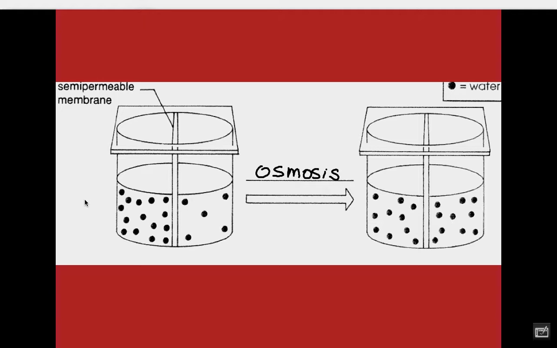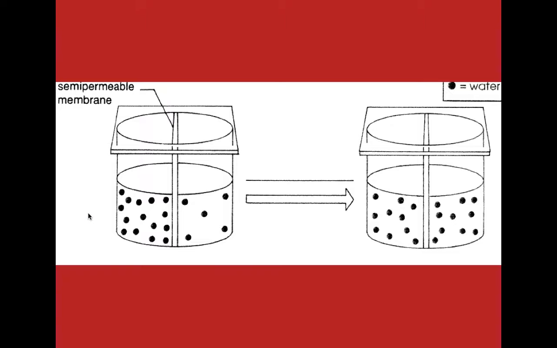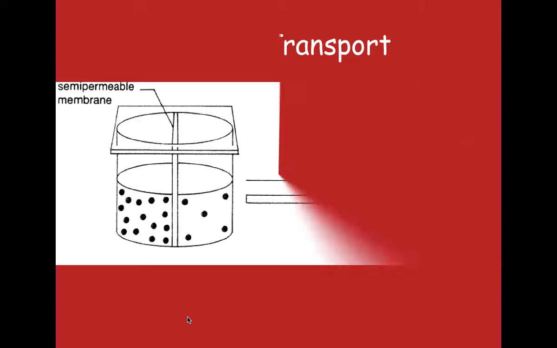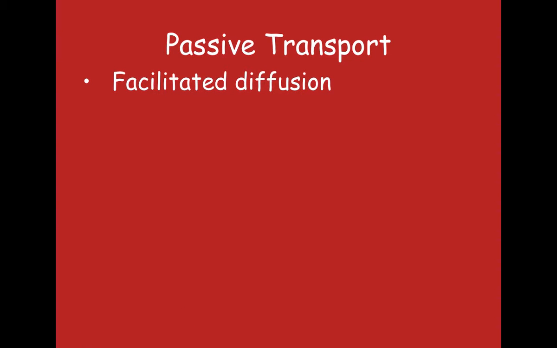So those are the two main types of passive transport, but we also have one other type left, and that is facilitated diffusion. Now, facilitated diffusion sometimes gets confused with active transport. It is not the same, and we will kind of contrast that here in a little bit when we talk about active transport.